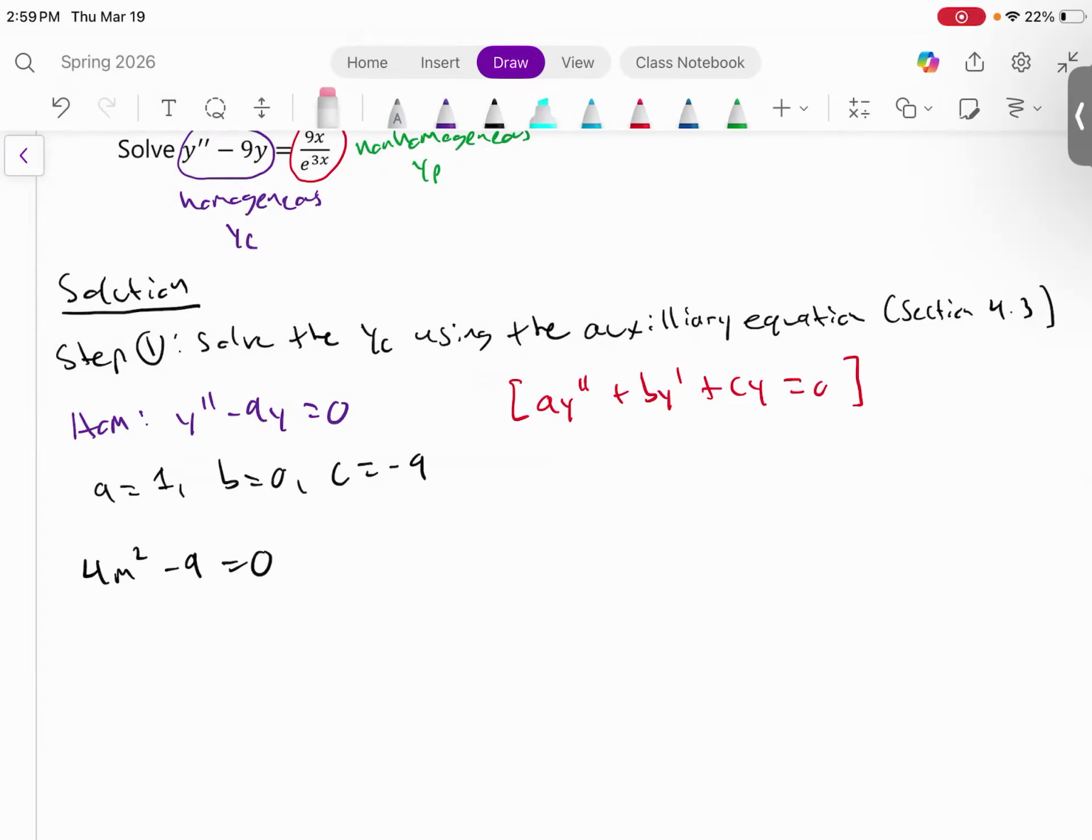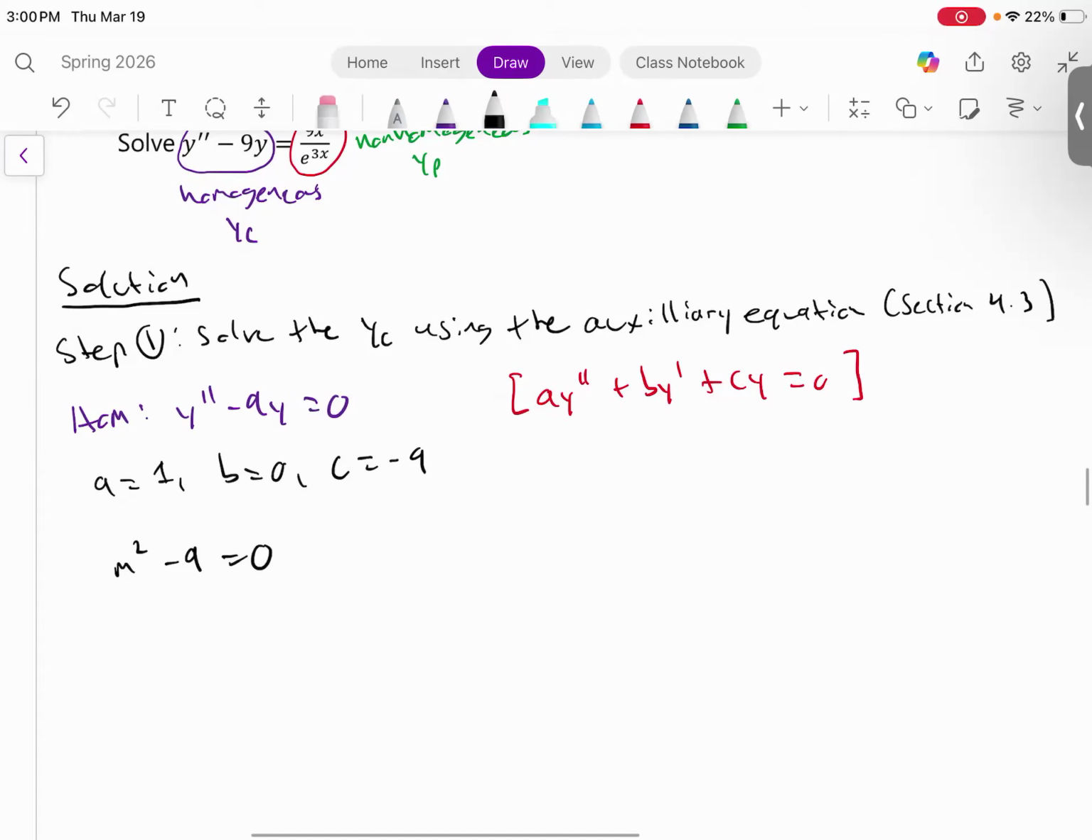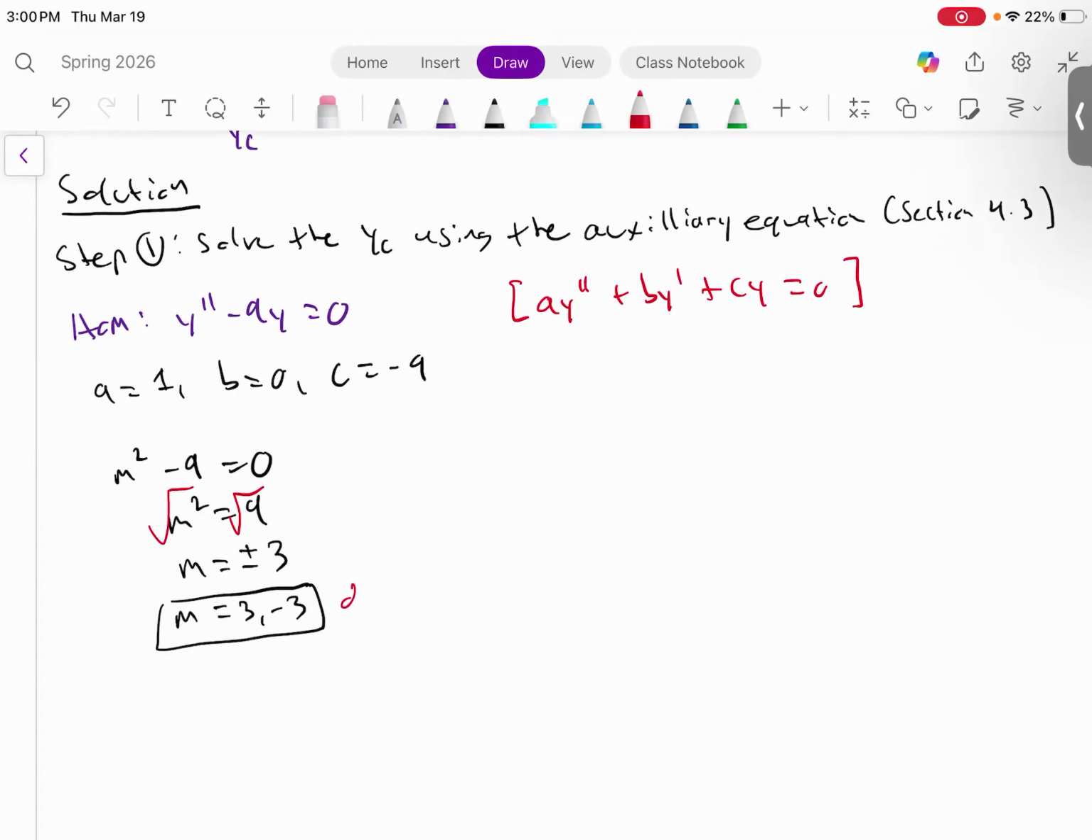Or excuse me, no 4. That's what I was a bit distracted by. It's just m squared minus 9. So this actually works out pretty cleanly. So this is just m squared equals 9. M equals, be careful here, square root of 9 is just plus or minus 3. So we have distinct roots. We have m equals 3 and negative 3.